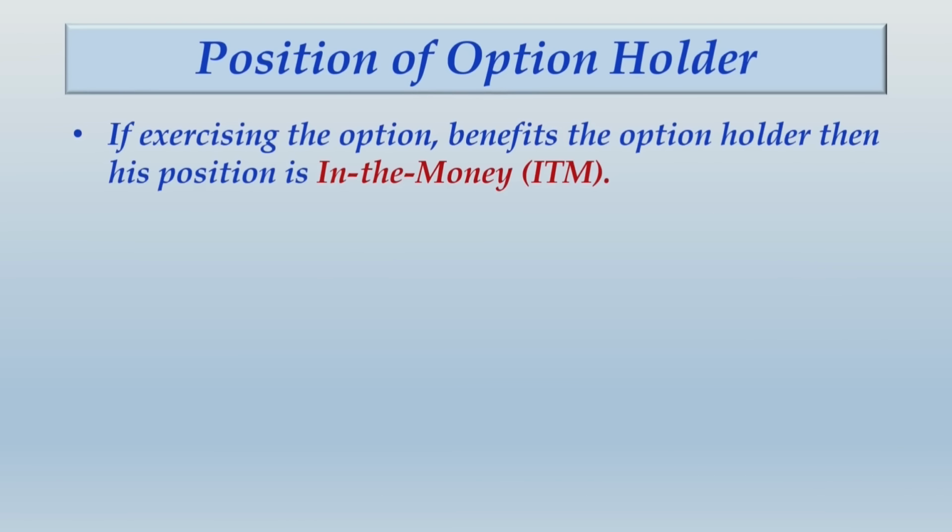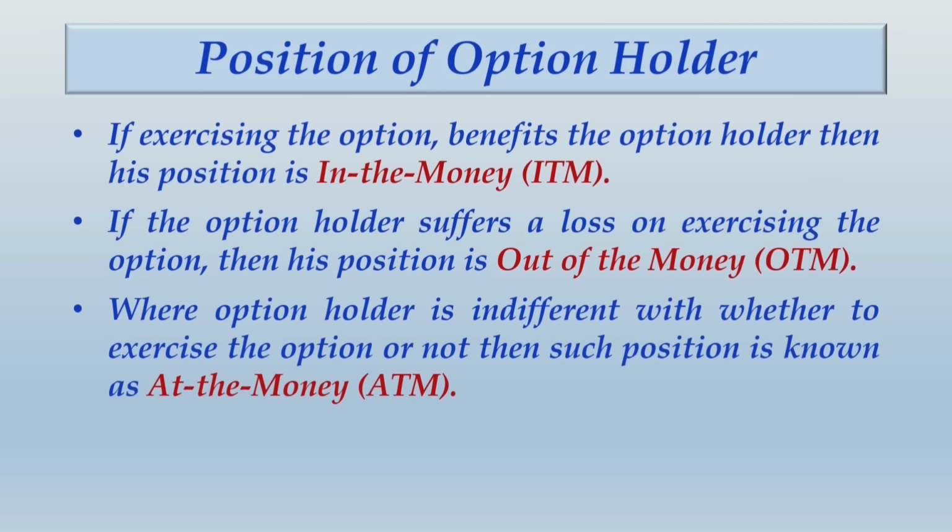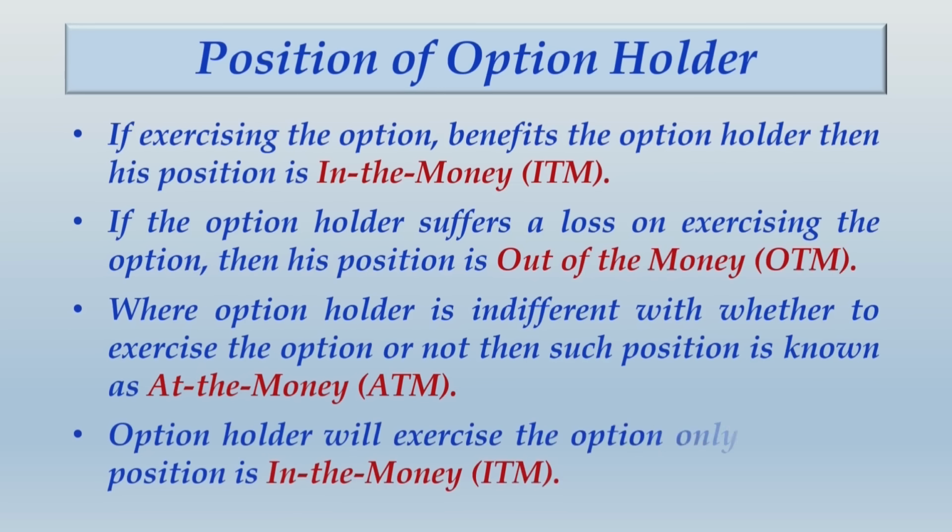If exercising the option benefits the option holder, then his position is in the money, in short ITM. If the option holder suffers a loss on exercising the option, then his position is out of the money, that is OTM. When option holder is indifferent with whether to exercise the option or not, then such position is known as at the money, ATM. Option holder will exercise the option only when his position is in the money. That means the moment an option holder's position is out of the money or at the money, the option is not exercised. Option will be exercised only when the option holder has this position in the money.